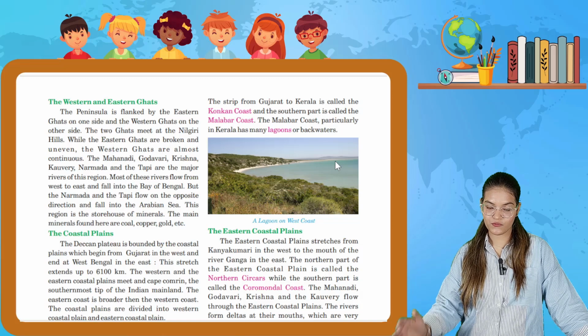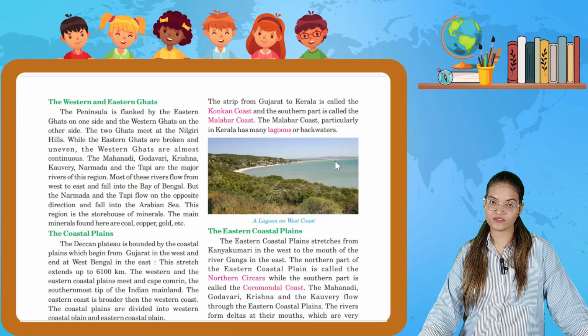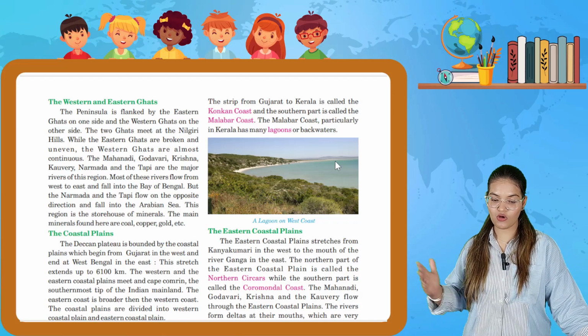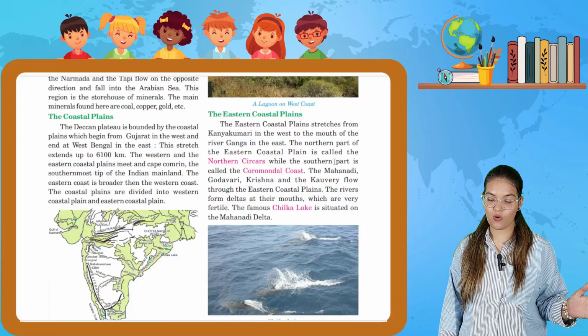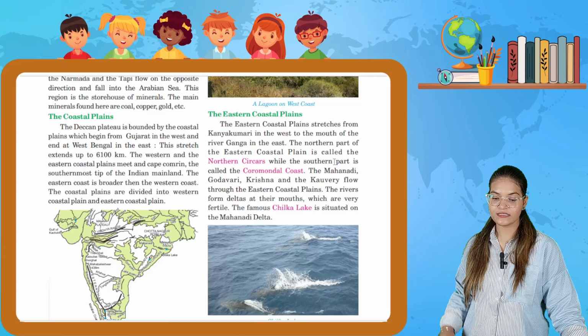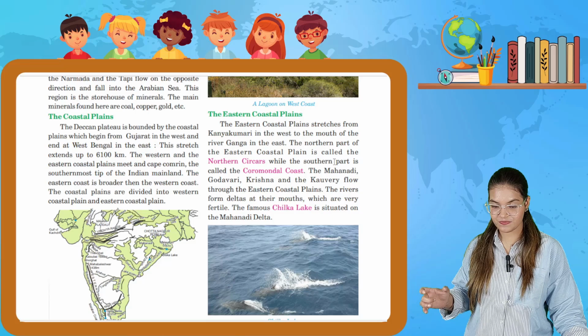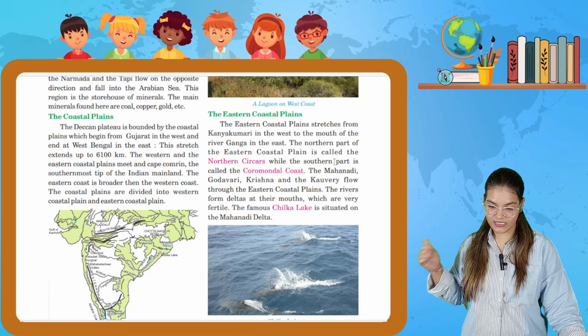Now move to the next, the eastern coastal plains. The eastern coastal plain stretches from Kanyakumari in the south to the mouth of the river Ganga in the east. The northern part of the eastern coastal plain is called the Northern Sircars, while the southern part is called the Coromandel coast. Right, my students?